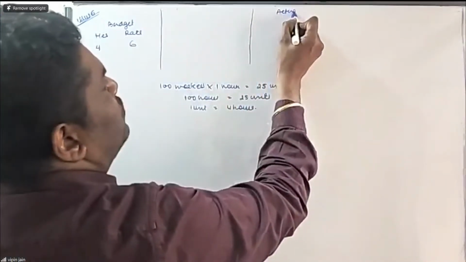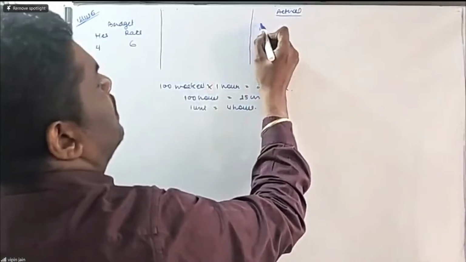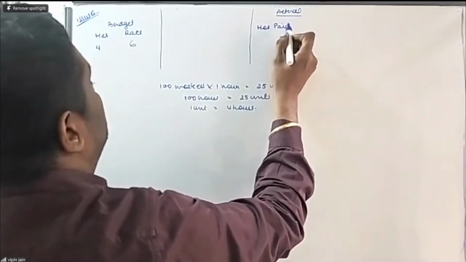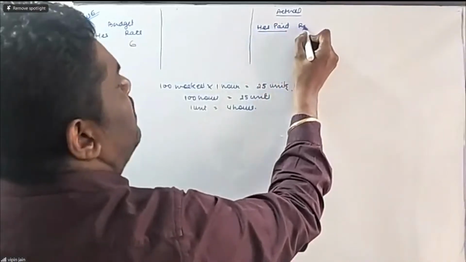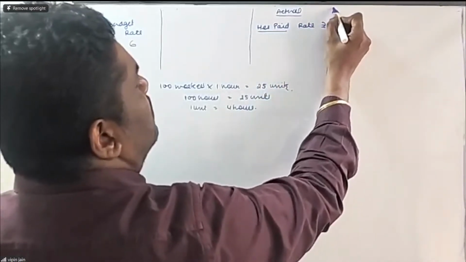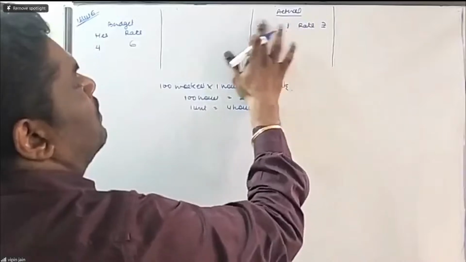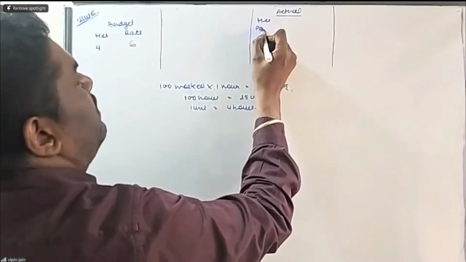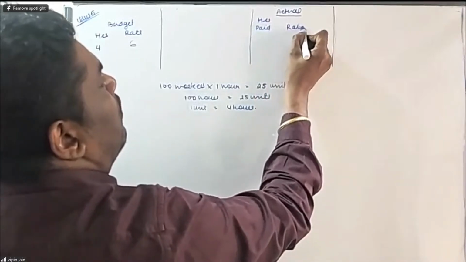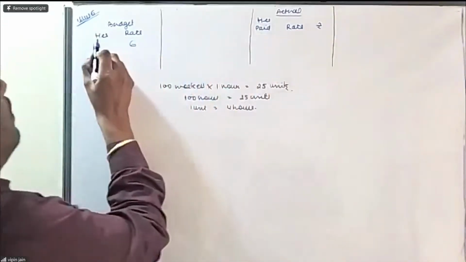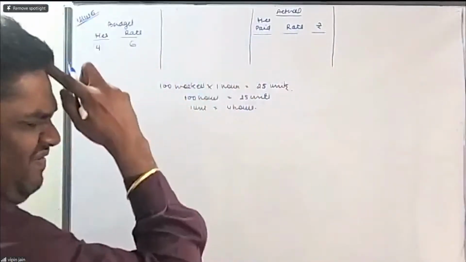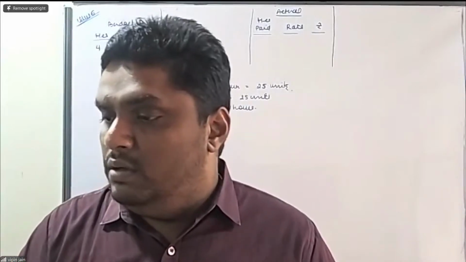Now, when talking about the actual data, we will first write hours paid, then we will calculate hours worked. Hours paid, rate and amount.